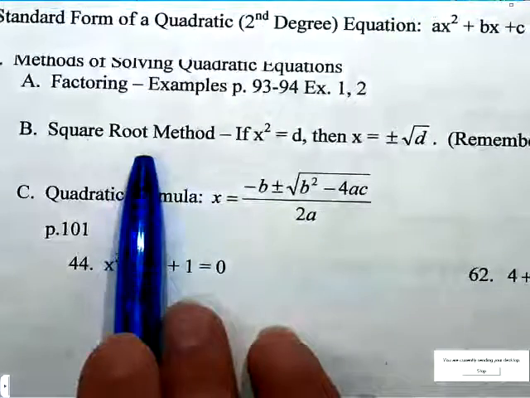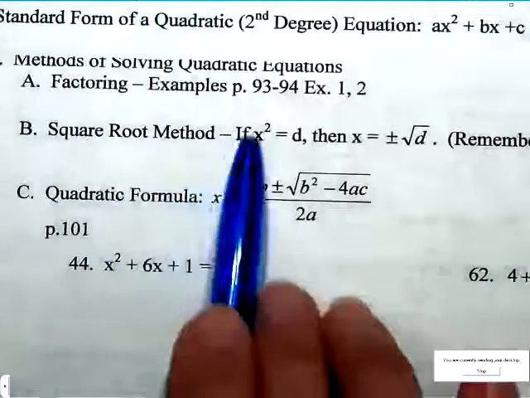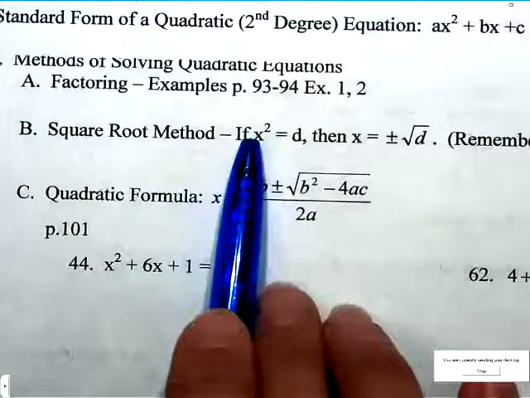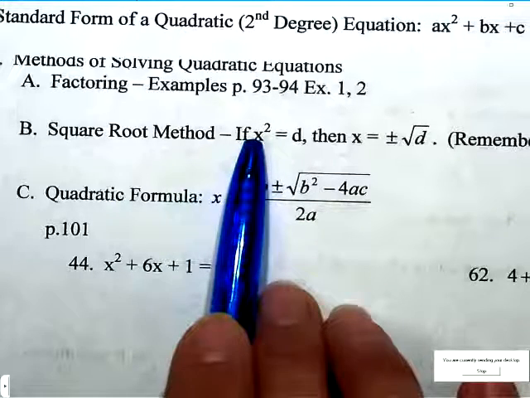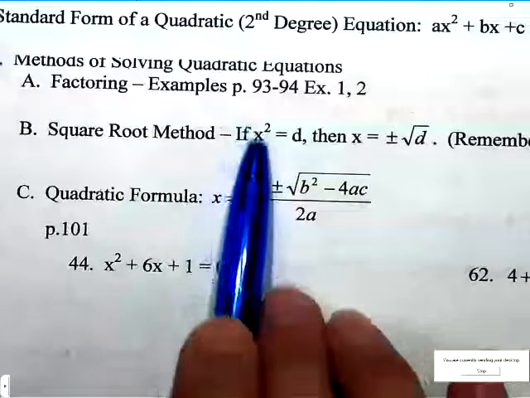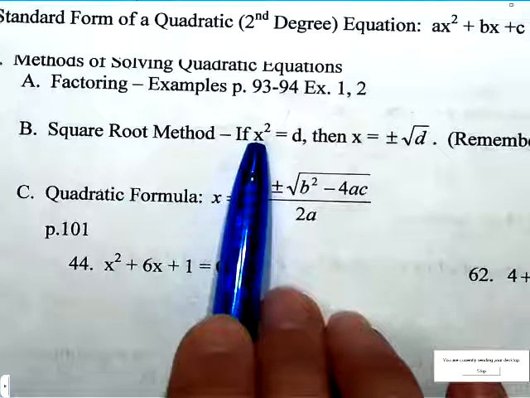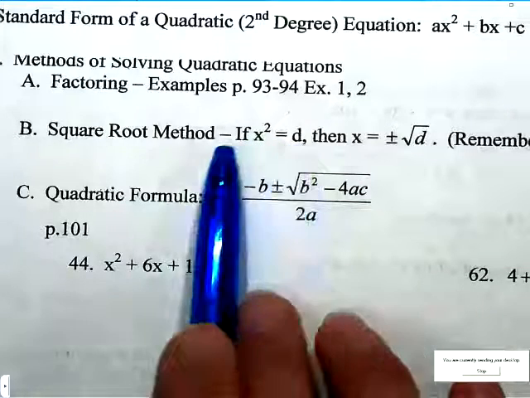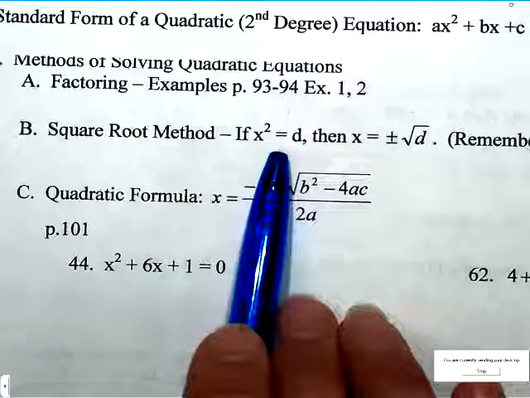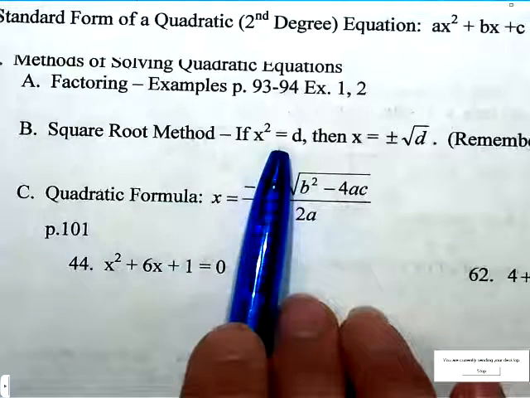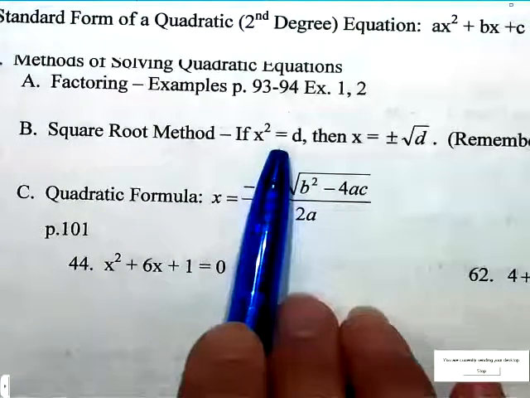The square root method just says if you can get something squared by itself, the x squared by itself, then you can unsquare that x by taking the square root of both sides. Taking the square root of both sides is a legal thing to do to an equation, as long as you remember something. Now think about this.